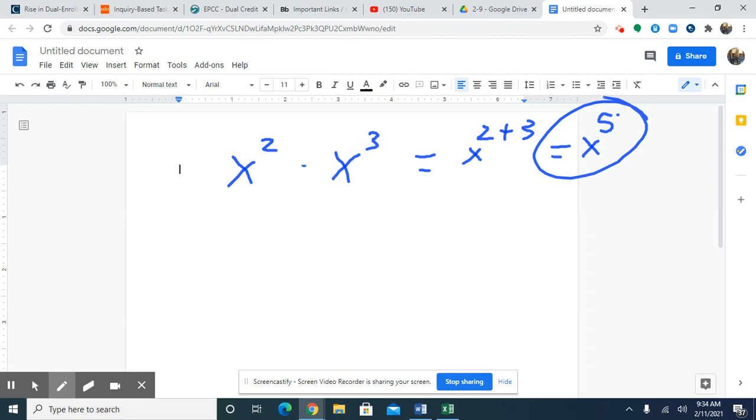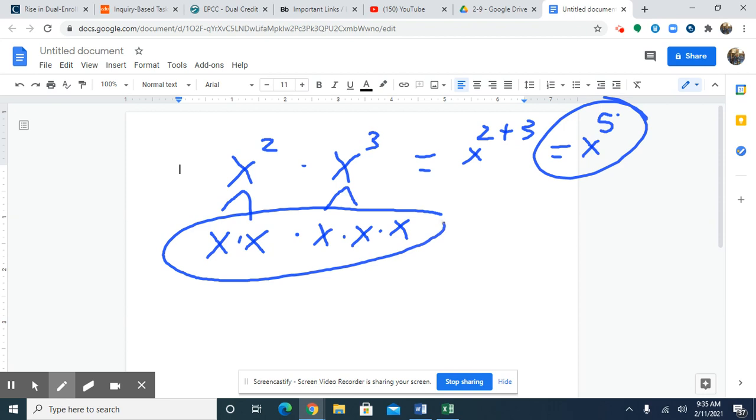And so what happens here is that x squared, remember, is the same thing as saying x times x. And x to the power of 3 is the same thing as saying x times x times x. So if you notice, we have a total of 5 x's there. So x to the power of 5 is an answer that makes sense.